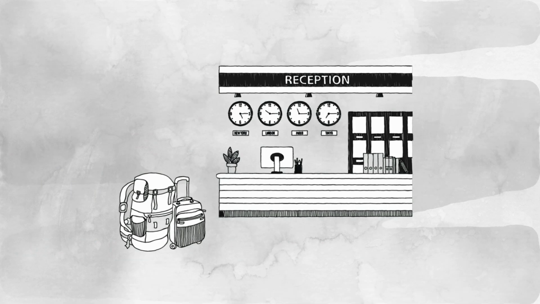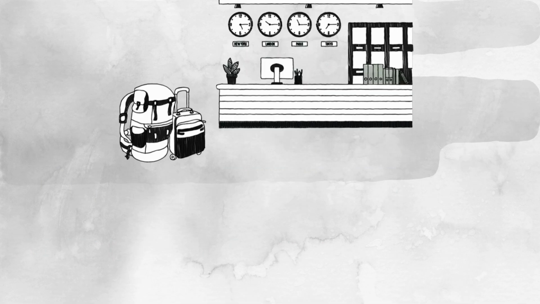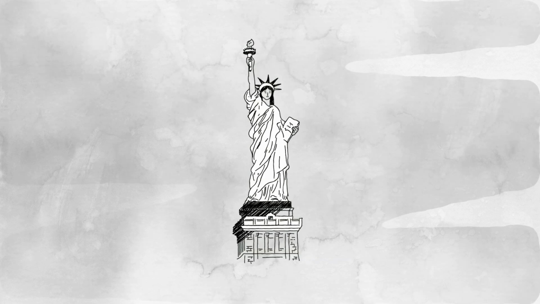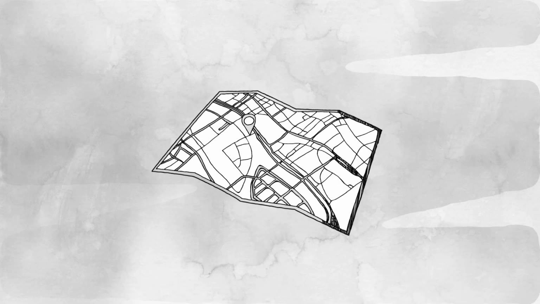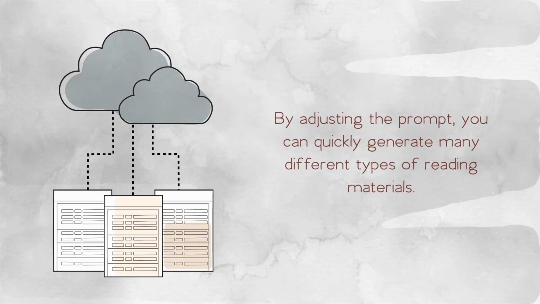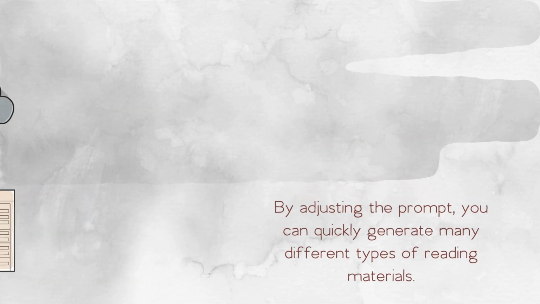For example, arriving at a hotel, visiting a local attraction, or asking for directions. By adjusting the prompt, you can quickly generate many different types of reading materials.